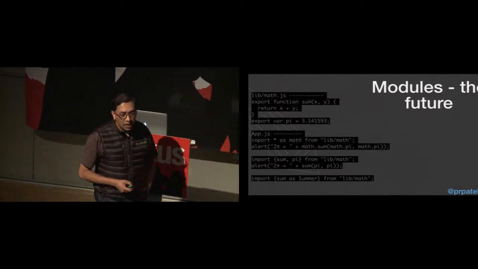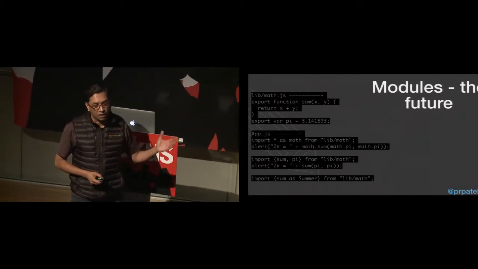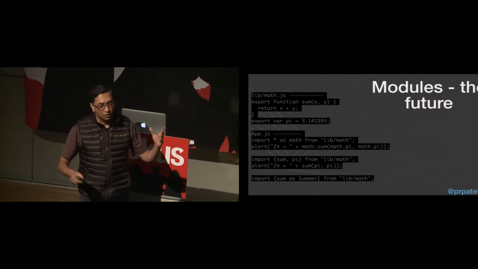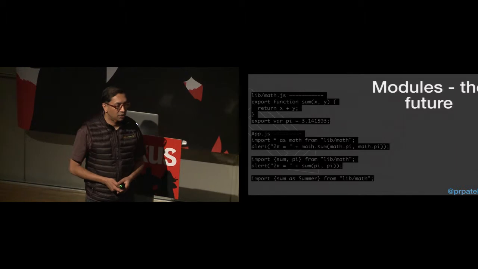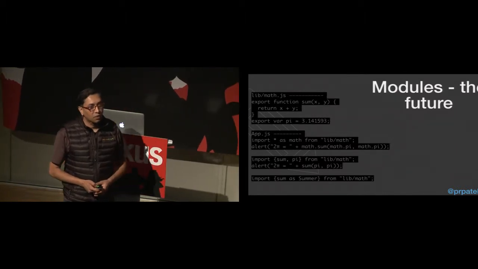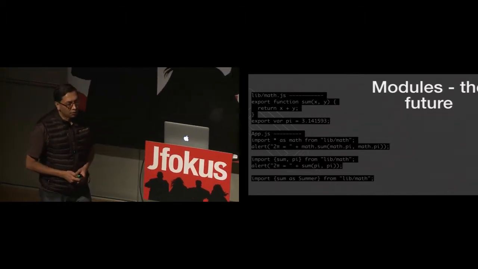Or we can use destructuring here so that we don't need to keep that annoying math reference in our code base, and we can just destructure this immediately and say import curly brace sum, comma pi from the math library, and then those variables will become in scope so that we can use them. So this is the future of modules.